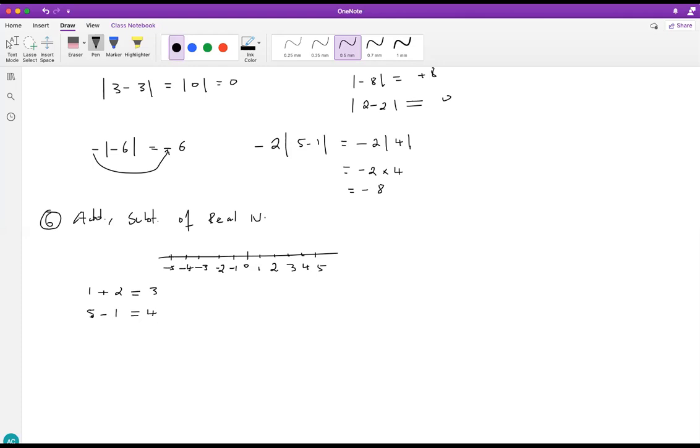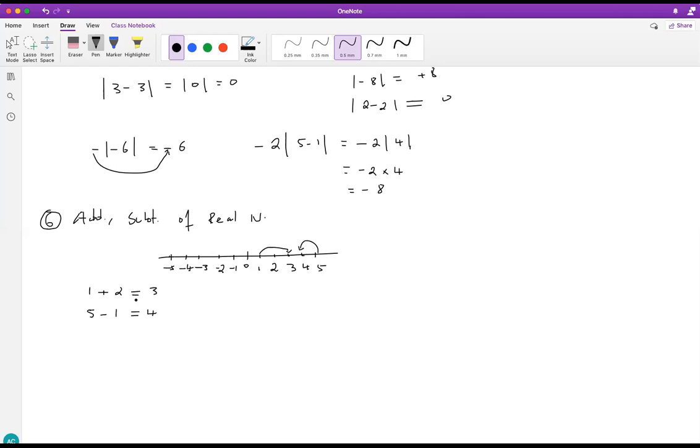1 unit. So start from 5. Go to the left 1 unit. So we got 1 unit here. You land on 4. That's why it's 4 here. For the first one, we went from 1, 2 units, to 3. Okay, so that's pretty simple, straightforward, no big deal.